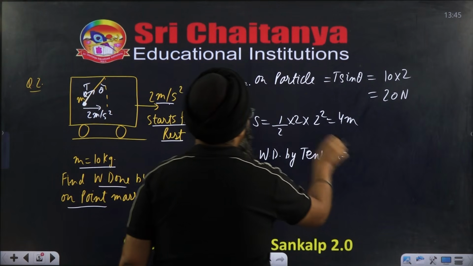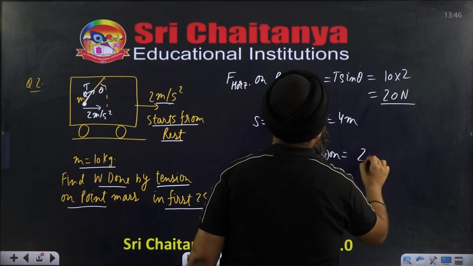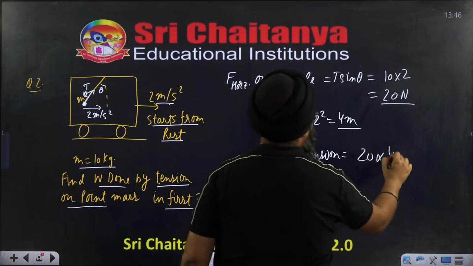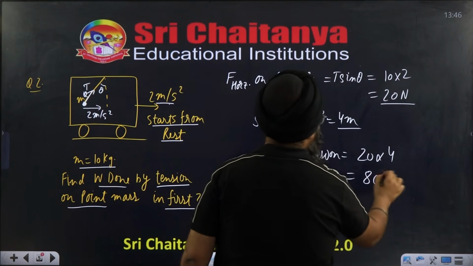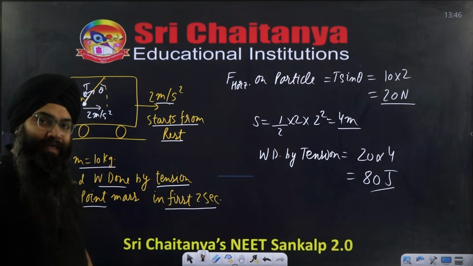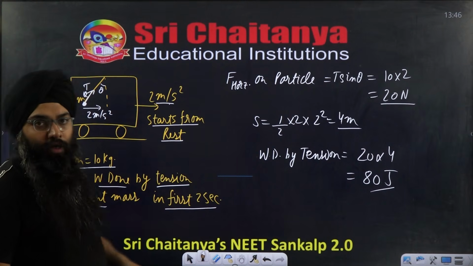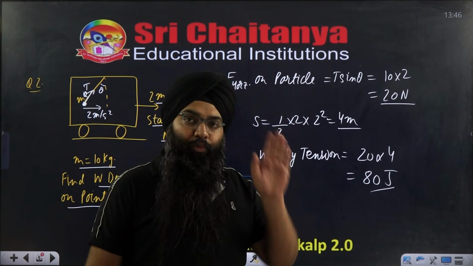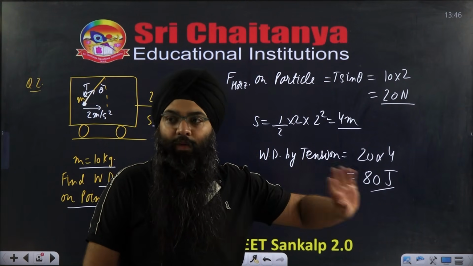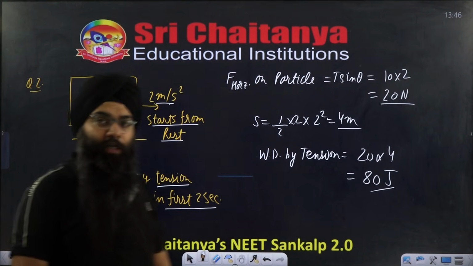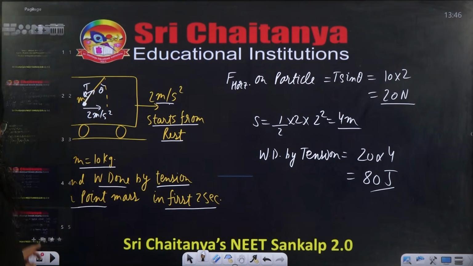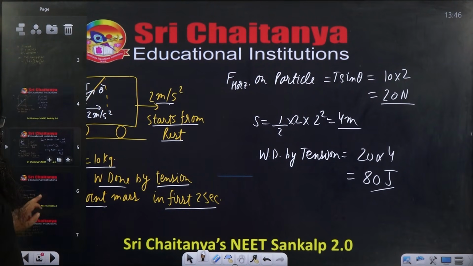is basically equal to the horizontal component of the force, which is 20 Newton, multiplied by the displacement of the particle, which is 4. So the answer will be how much? 80 joules. So basically please rely on the definition of work done. Definition of work done is what? The component of the force along the direction of displacement multiplied by the displacement if it is a constant force. So this was the second example of this particular question.